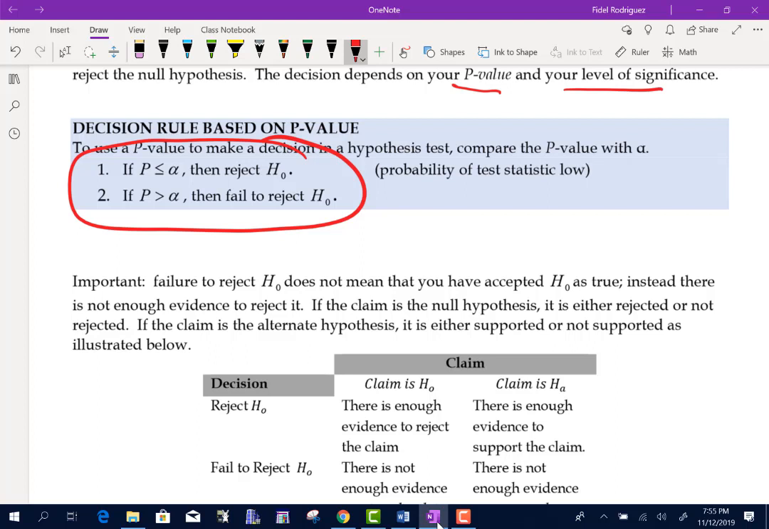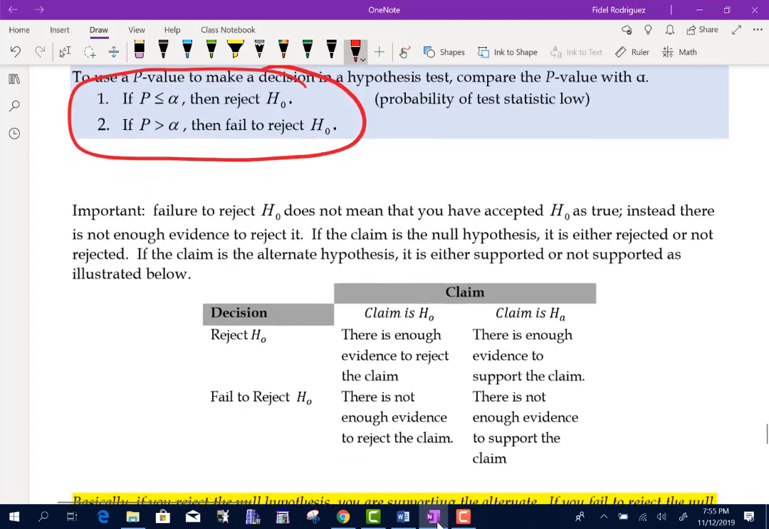Okay. Like I said earlier, guys, failing to reject does not mean that you have accepted it as true. Instead, there's not enough evidence to reject it, right? So like if I'm found not guilty, it doesn't mean that I'm innocent. It just means they didn't have enough evidence to convict me, right? Okay. If the claim is the null hypothesis, it's either rejected or not rejected. If the claim is the alternate hypothesis, it's either supported or not supported.